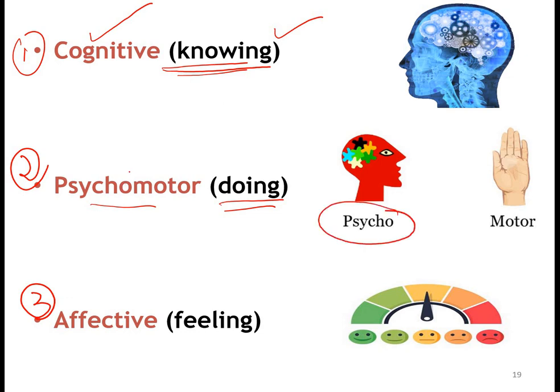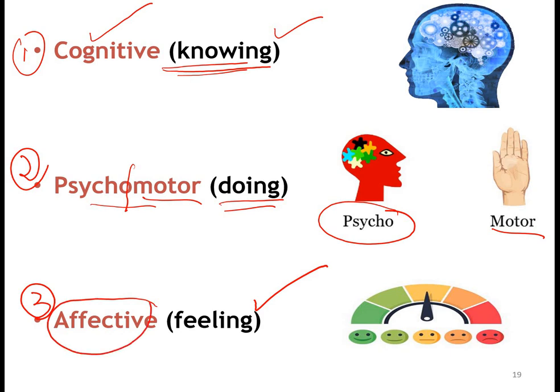So we usually call it psycho and then motor. It relates to skills. And when you drive with care, so that you do not have an accident, and safety is of primary importance, and you have to take care of the others on the road, so you have feelings for them as well, this is the affective domain.